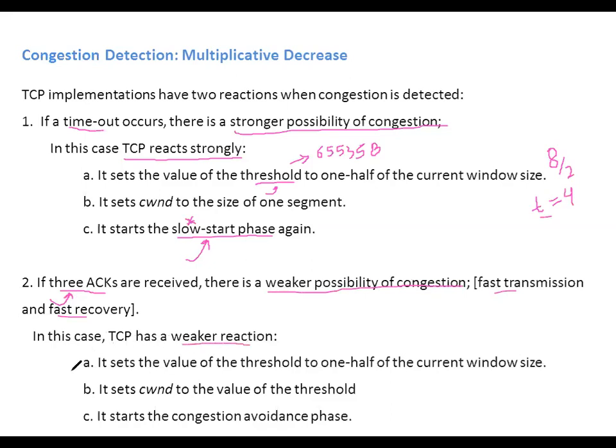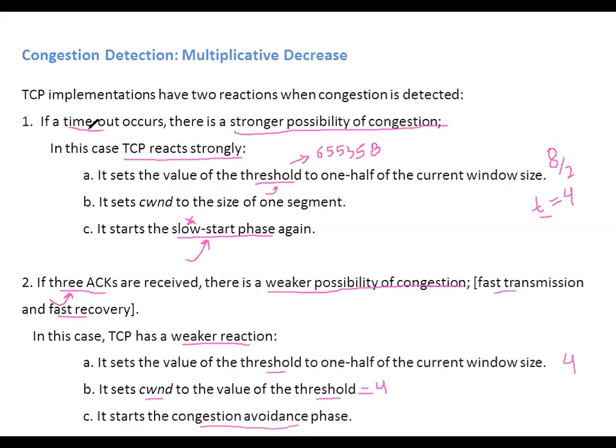Now, what are the steps that TCP will be doing once it receives 3 duplicate acknowledgements? First of all, again the threshold will be recalculated, which is again going to be 1/2 of the current window size, which is the same as in the previous mechanism. Now, in the next step, the new congestion window size value will be equal to the threshold. Let us say the threshold value is 4. Its congestion window size value will also be equal to 4, which means the sender is going to start with the congestion avoidance phase.